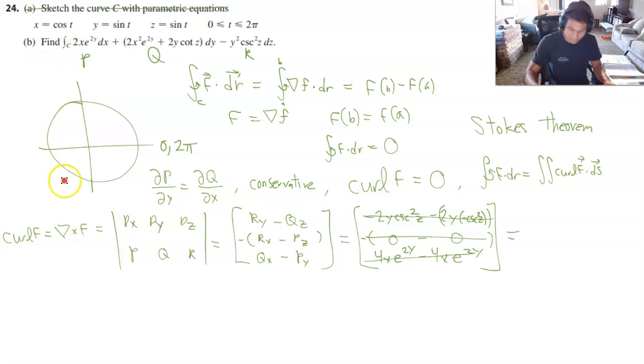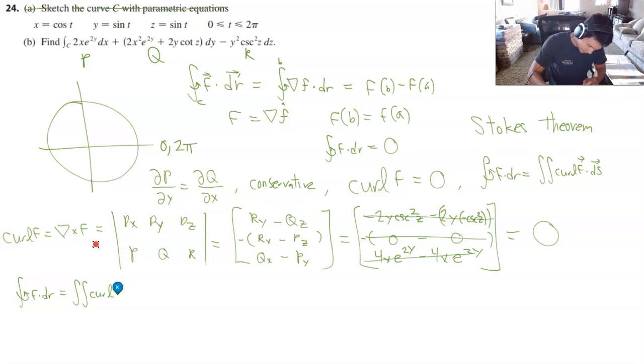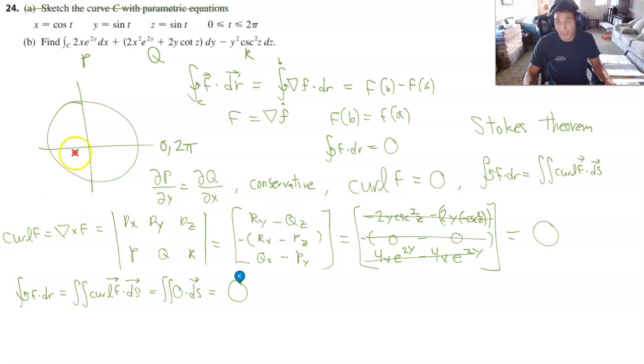So the curl of f, the gradient cross f, is equal to 0. So then our field is conservative. So we say the integral of f dot dr is equal to the double integral of curl f dot dS. And if we see that the curl of f is equal to 0, then we're integrating 0 dot dS, which is equal to 0. So there we go. I mean, guys, please read the textbook so you don't have to do these problems.